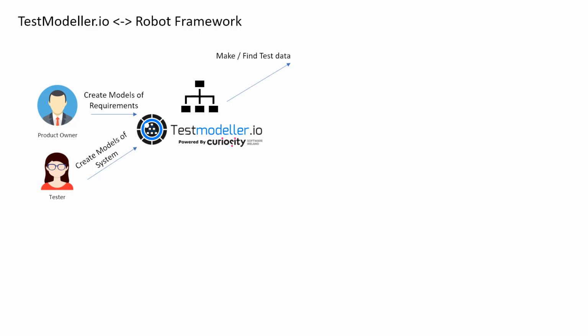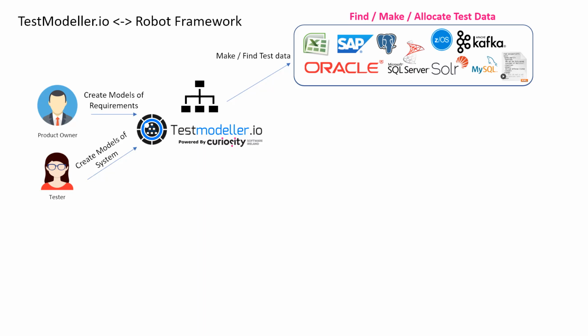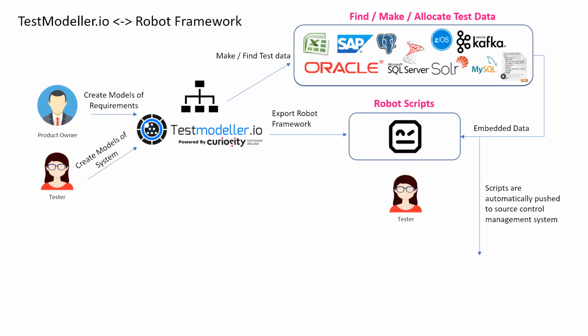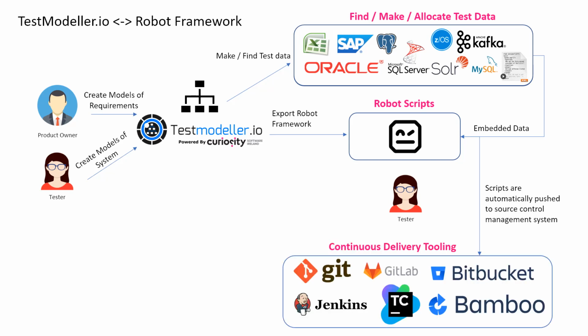Once you have a model, you can use it to find and make the test data you need for your test cases in a wide array of back-end data sources. We can also overlay Robot Framework actions on top of the model, and we can then export our robot scripts into our Robot Framework, along with the embedded test data. Scripts are automatically pushed to a source control management system, whether this be Git, GitLab, Bitbucket, or some other source control management tool, along with continuous delivery tooling like Jenkins, TeamCity, and Bamboo to execute the test cases.